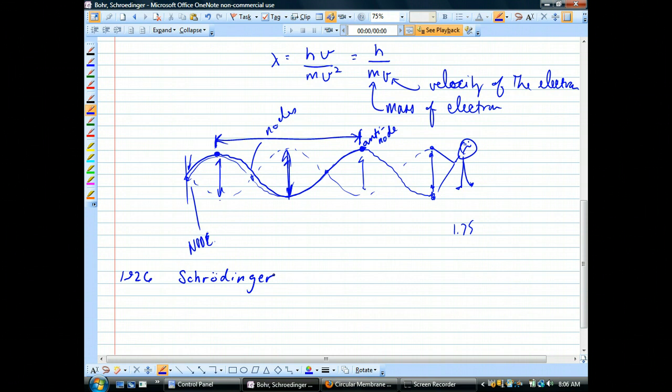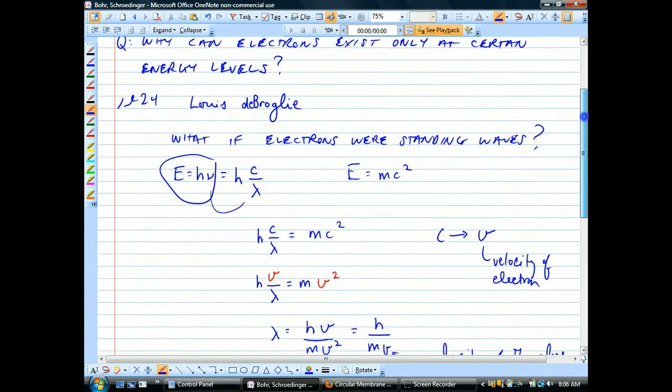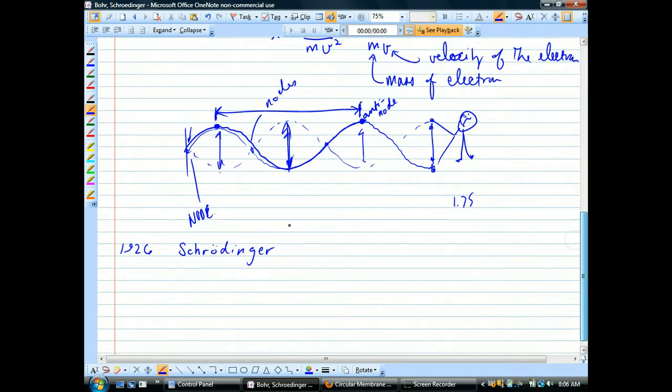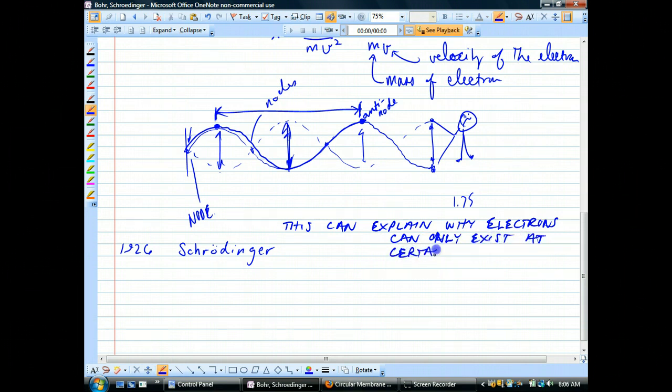What I should say is, he said, what if electrons were standing waves? Well, the answer is, this can explain why electrons can only exist at certain energy levels.